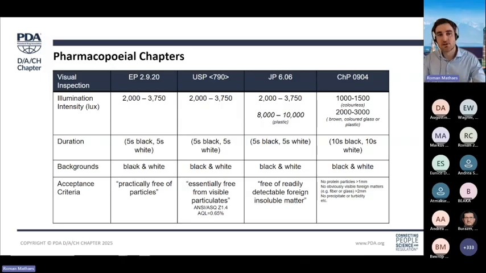And if we now look into the specific pharmacopoeial chapters of the visual inspection method, we can, for example, compare the EP 2.9.19, the USP, and the JP.